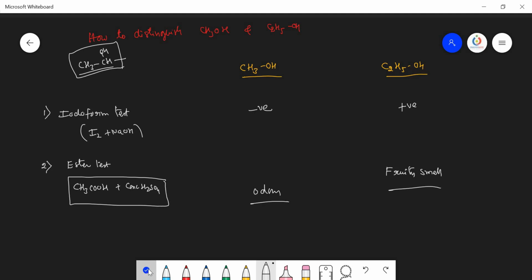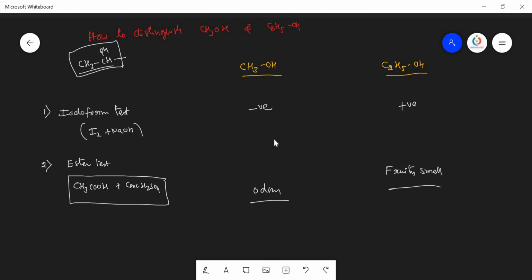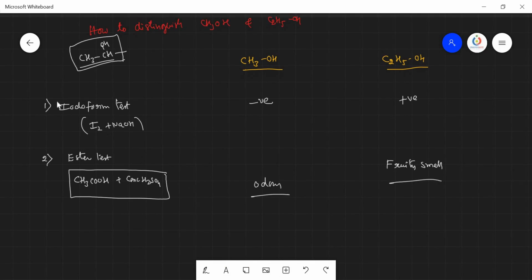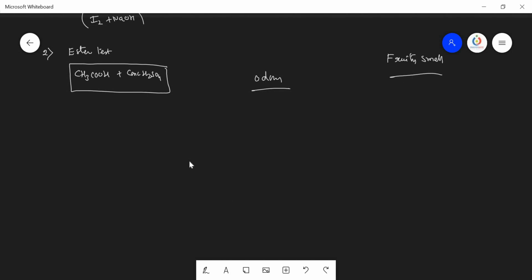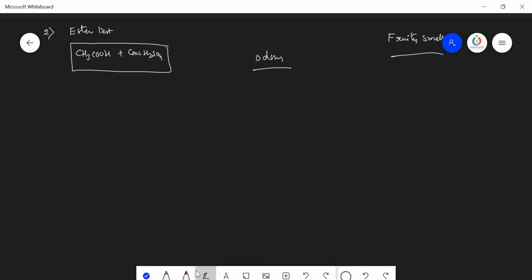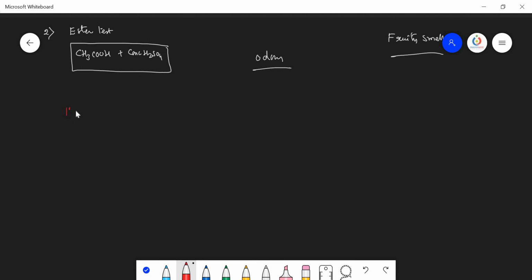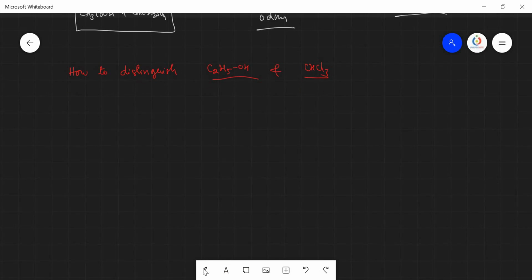So these are the important simple tests to identify both methyl alcohol as well as ethyl alcohol. But the best one is always the iodoform test, which directly gives yellow crystals of iodoform, because here odor cannot be identified. Similarly, let us see how to distinguish ethyl alcohol from chloroform, CHCl3. Let us take both now.